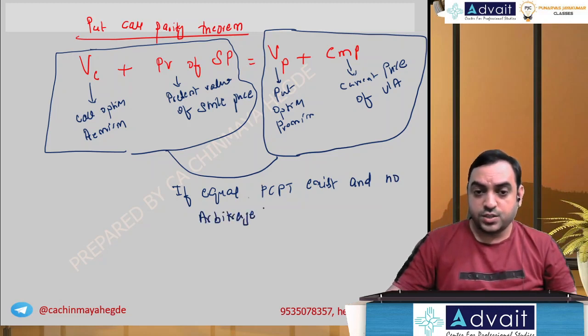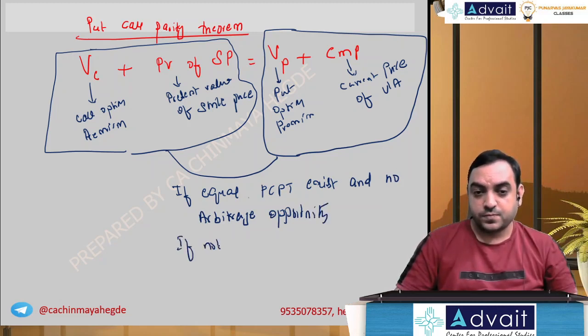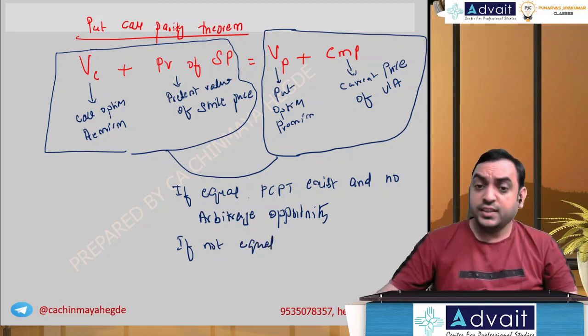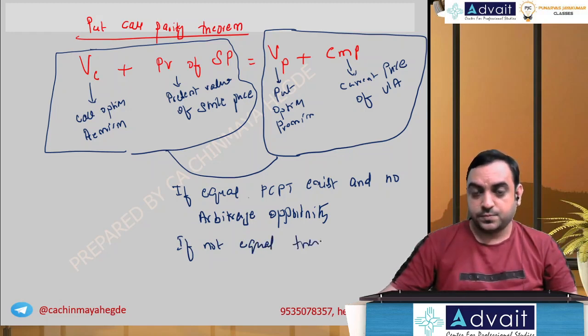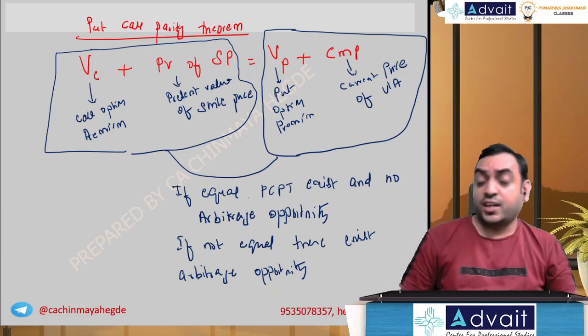No arbitrage opportunity. Of course, if not equal, there exists an arbitrage opportunity. There exists arbitrage opportunity. So how do you construct arbitrage opportunity?